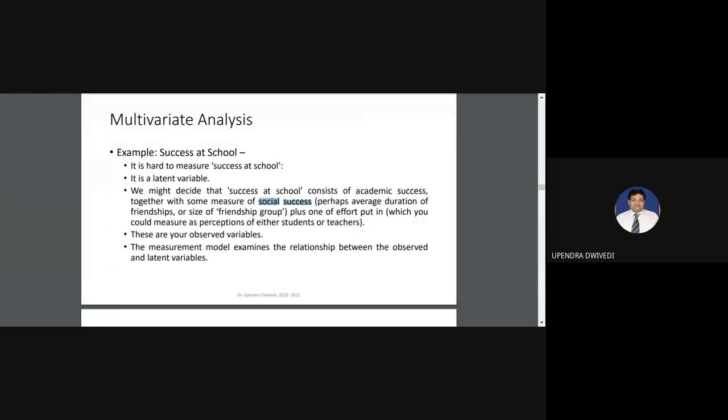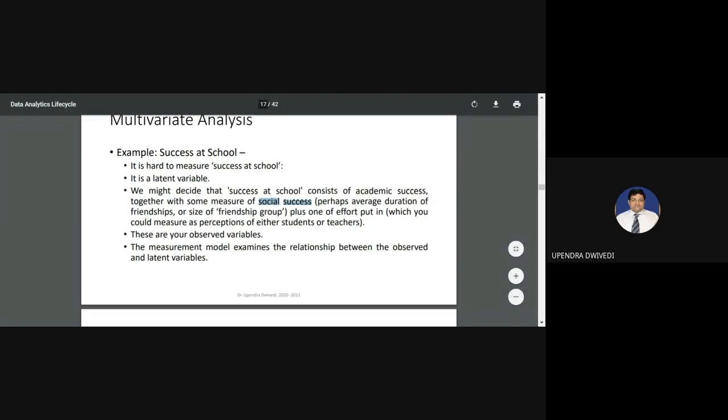So you can find out that these are all observed variables, and the measurement model examines the relationship between the observed and the latent variables. So when we are trying to find out the relationship between academic success and social success, from the marks to the social networking and so on, we can say that it is a problem of multivariate analysis.